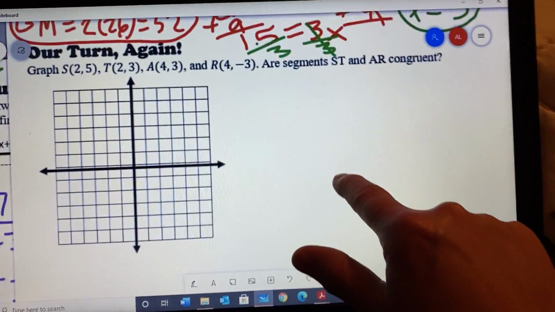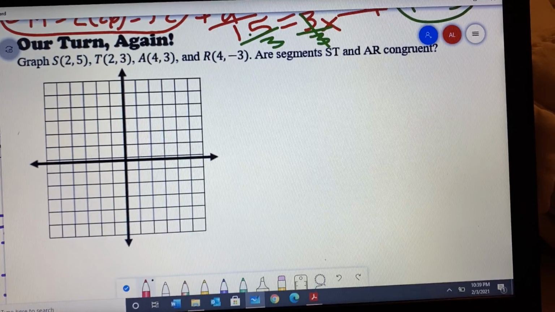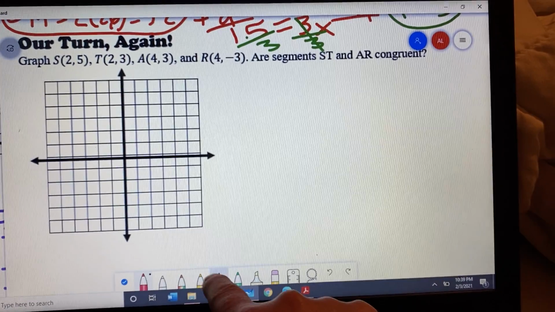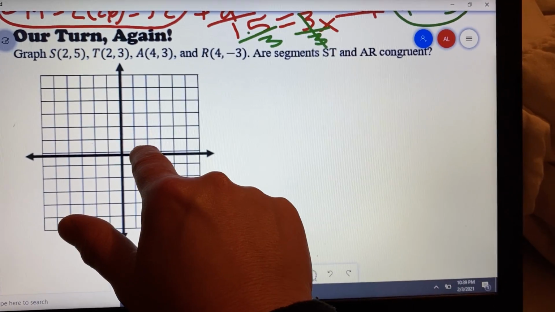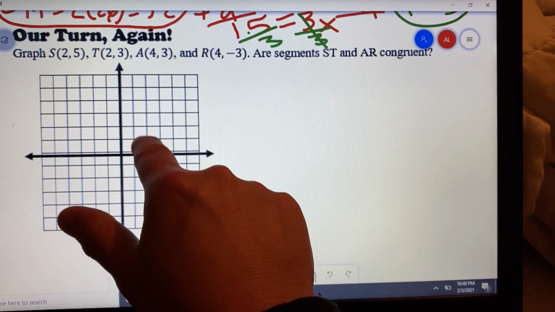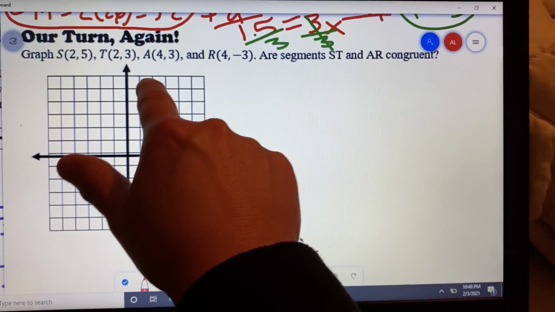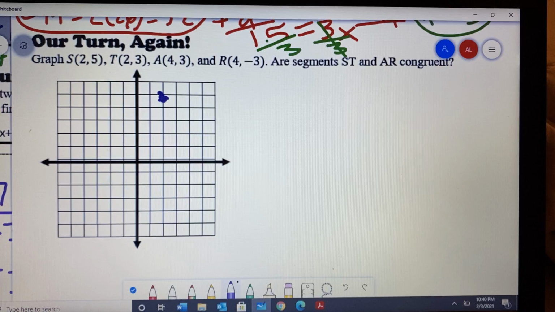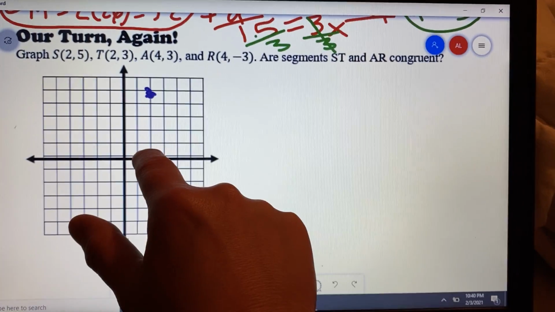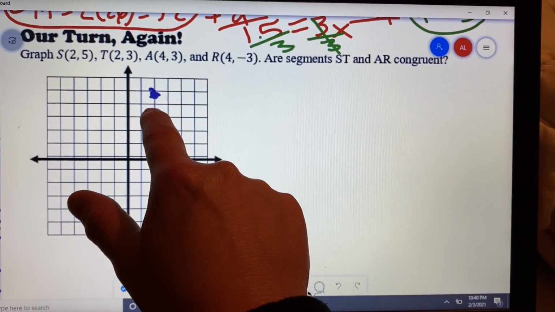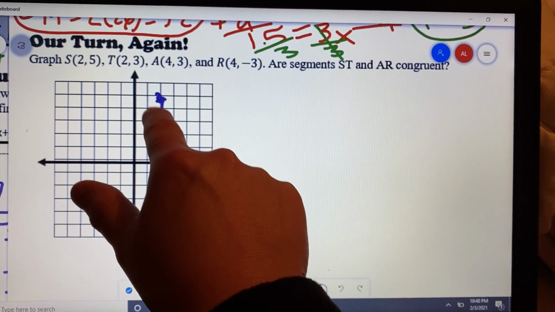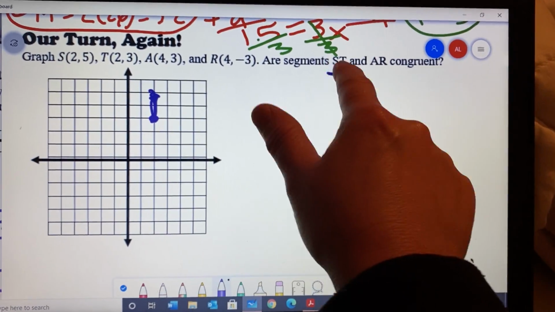All right, let's scroll down to here. It says S is at over 2 up 5. 1, 2, 1, 2, 3, 4, 5. That's not very pretty. T is at over 2 up 3. So there's that segment. That says T.